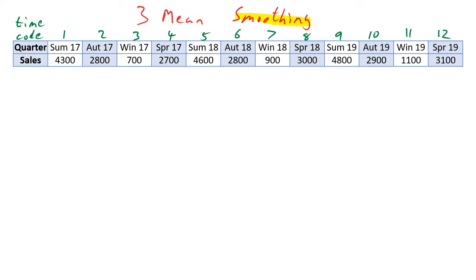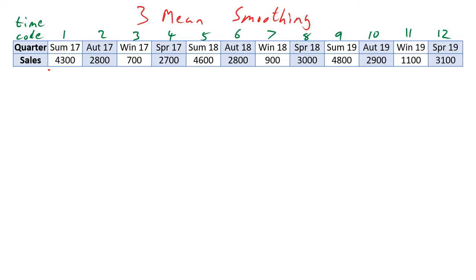Now, this kind of data is quarterly data, so it probably lends itself to four mean smoothing because there are 4 quarters in a year. But we're going to do three because it's easier to start with. All right, it's a good time for colored pens. I'm going to take this nice and slowly because it's the first one.